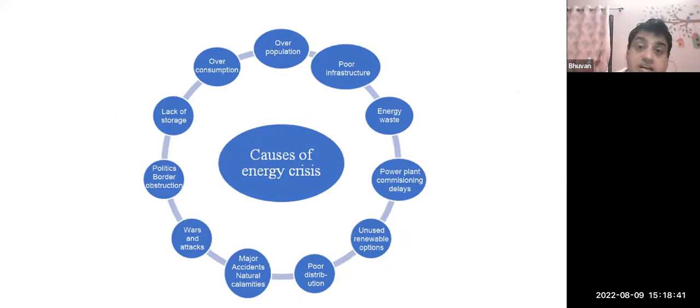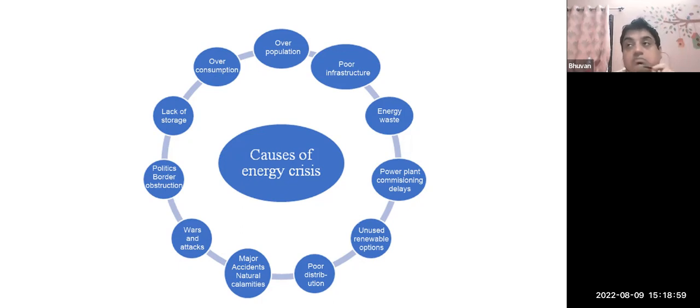Some countries or areas are energy rich, and some places are energy poor. So there is an unequal distribution of electricity or energy. Then we have the poor infrastructure. We talk about, like, the supply chain.